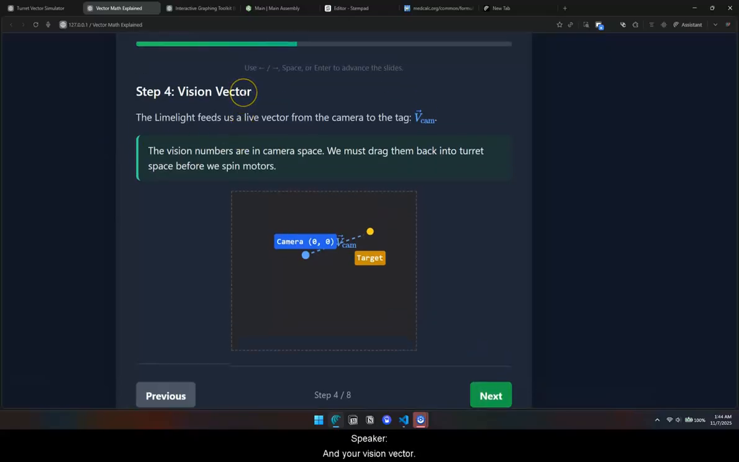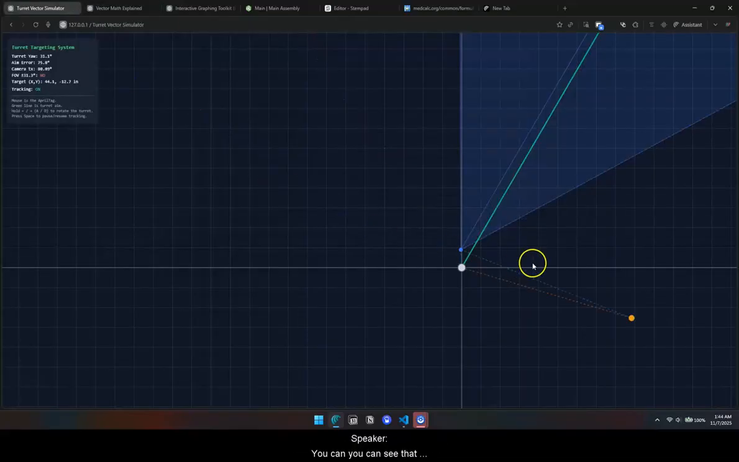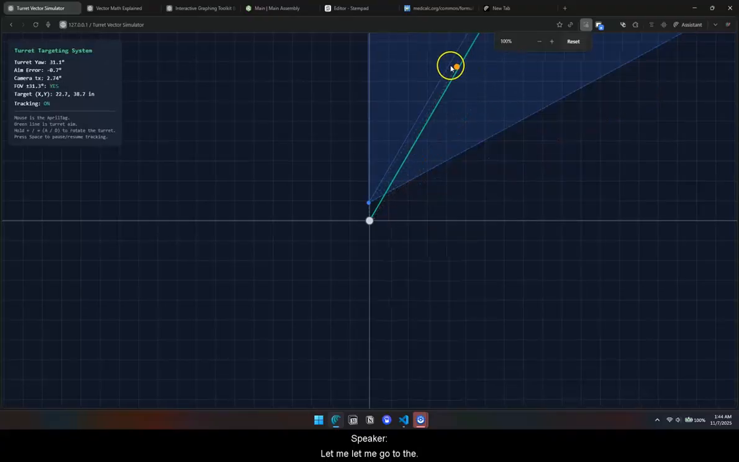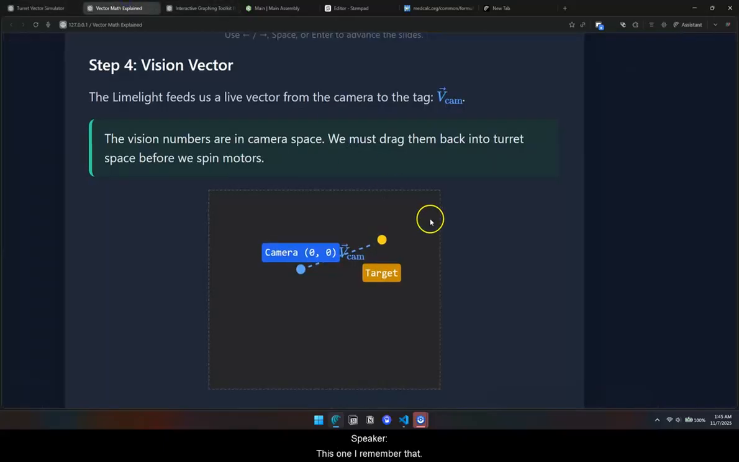Okay. And your vision vector, this is your dynamic vector. This is changed based on the distance you're from the target, the angle you're from the target, and quite a bunch of stuff. You can see that with your, let me go to say Nigeria. Yeah, you can see that the red line changes, the blue line changes, red and blue line changes based on where I go, right? Just want to remember that.